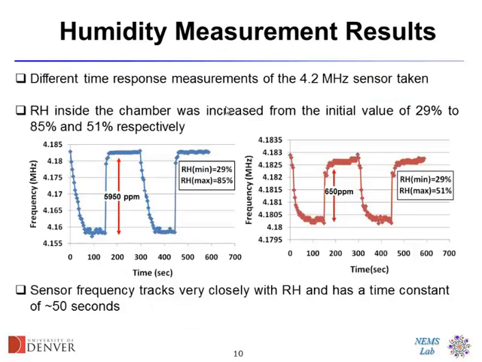Here are some cyclic measurement results for water absorption for different humidity levels. This is changing humidity from 29%, which is the background humidity, to 85%. This is 29% to 51%. You see a clear change in the amplitude of the shift.